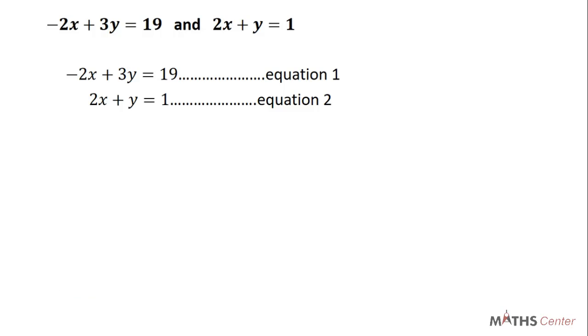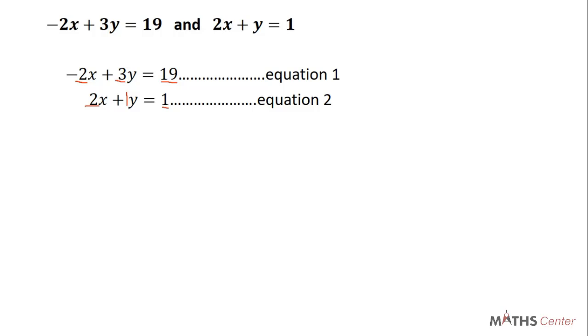The next step for us to do is to find the coefficients of the variables in each equation. The coefficient of x in equation 1 is minus 2. The coefficient of x in equation 2 is 2. The coefficient of y in equation 1 is 3. The coefficient of y in equation 2 is 1. Then we have our 19 and 1 here.